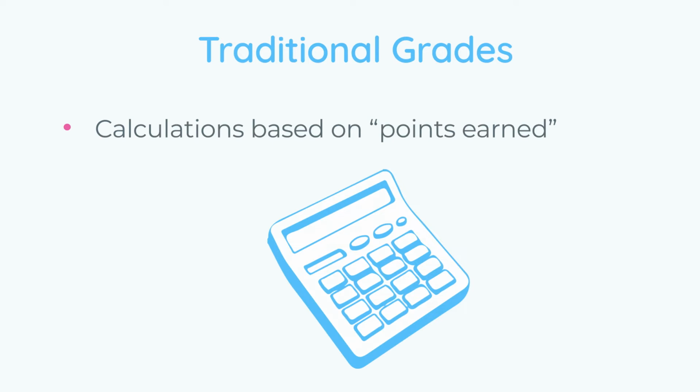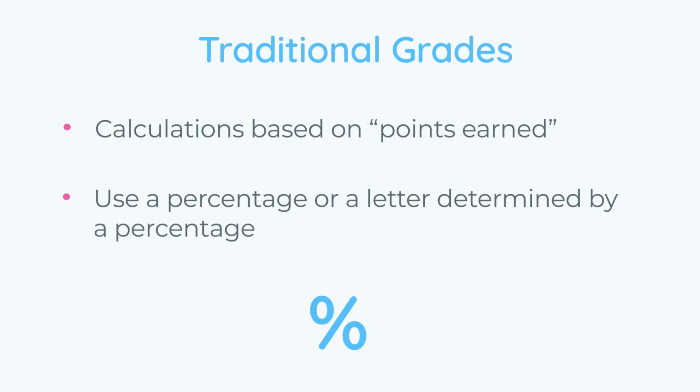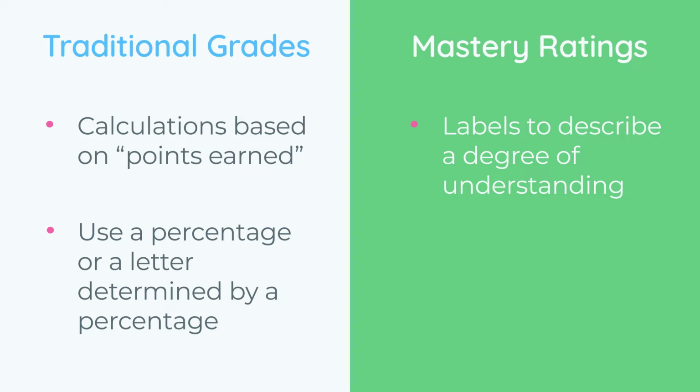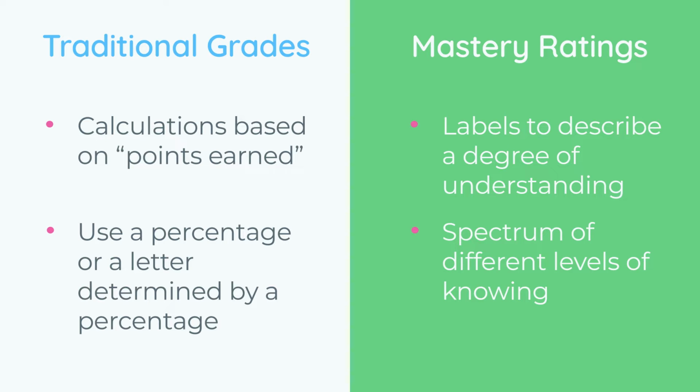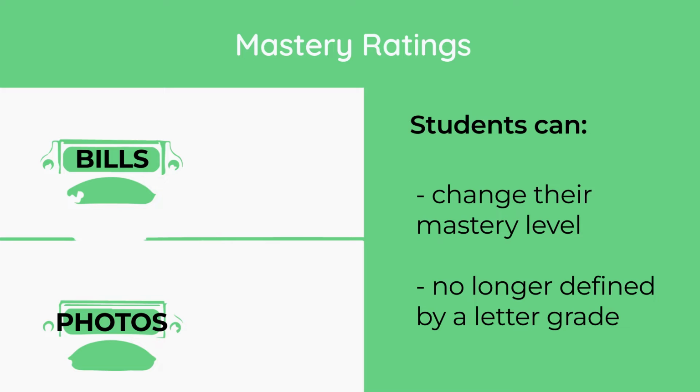Traditional grades have calculations based on points earned, and they either use a percentage or a letter determined by a percentage. Mastery ratings can be thought of as a degree of understanding. They are a spectrum of different levels of knowing. In the same way, one could change the labels of their filing cabinets. Students can grow and change in their mastery by continuing through their learning journey. This can lead to a change in their level of mastery as they progress rather than feeling stuck in an identity of a B or C student.